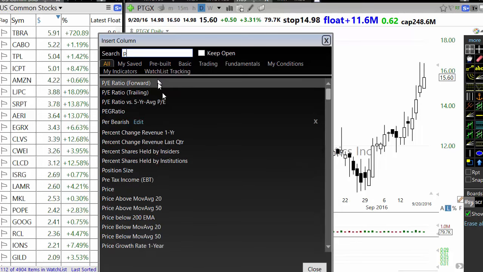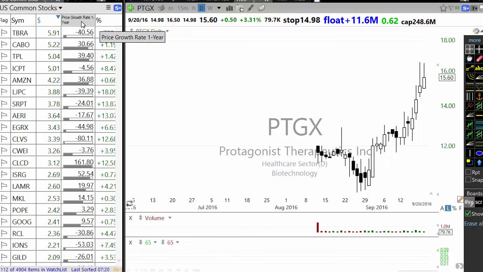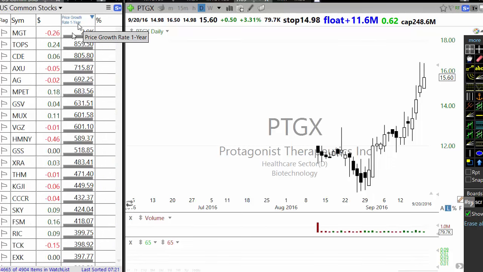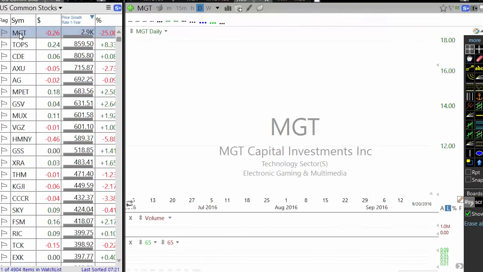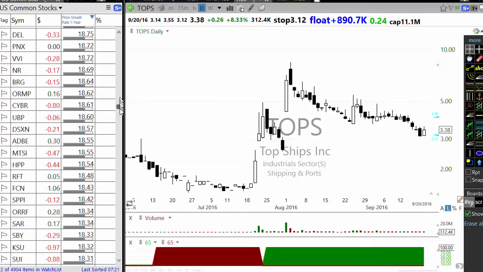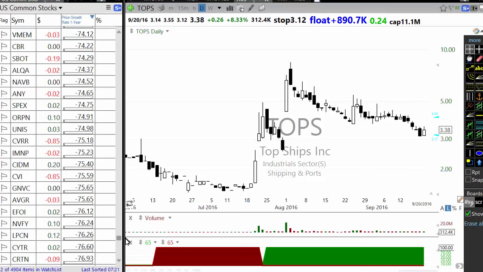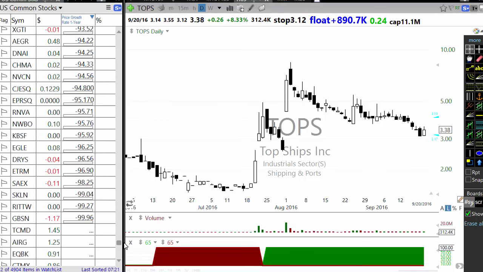So once we have price, we are looking at price growth rate 1 year. In order to find price growth rate 1 year, 1 year of data is required, right? So once you sort it by price growth rate, it tells you that this stock has the highest price growth rate, this one has the second highest, and so on. Now if you keep going down, the stocks which IPO'd in the last 1 year will not have a value associated with them.